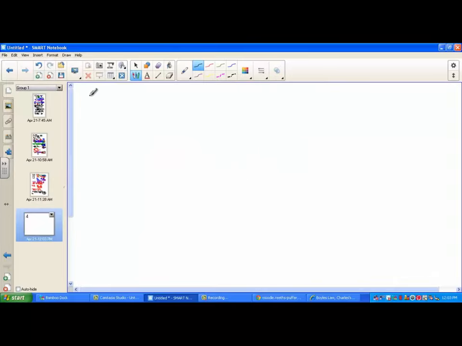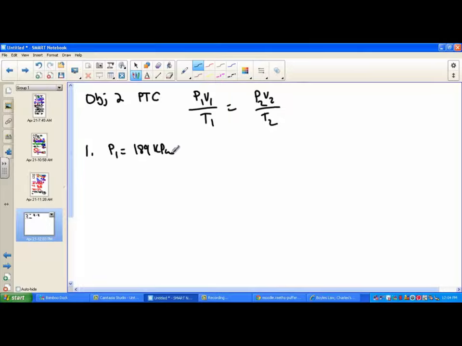Alrighty, so let me get my work set up here. So objective number 2, practice test C. So you're working on a round 2 opportunity. P1 V1 over T1 is PV over T for the second set of conditions. Question 1, I'm just going to assign the variables as we had read through them. First pressure was given as 189, and that was in kPa. First temperature I see was 170, but of course we have to add 273 before we can plunk it in. And the initial volume given here was 15 liters.